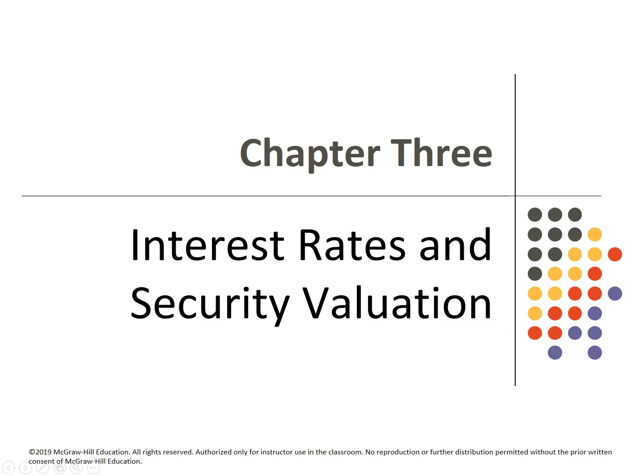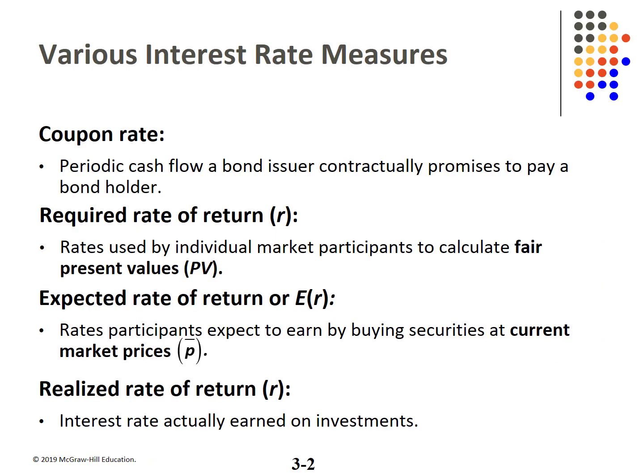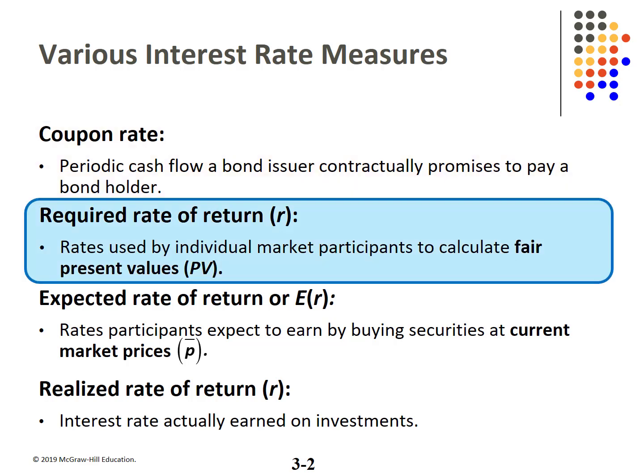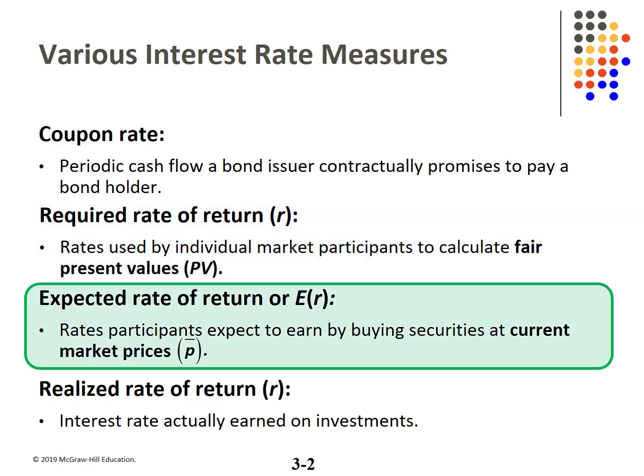Chapter 3 continues our Chapter 2 look at interest rates and moves to security valuation, stocks and bonds. Interest rates can be measured in different ways and referred to differently. Coupon rate refers to the annual rate paid on a bond. Required rate of return is, as the slide says, the rate investors use to calculate the fair value of an asset's present value. Think CAPM.